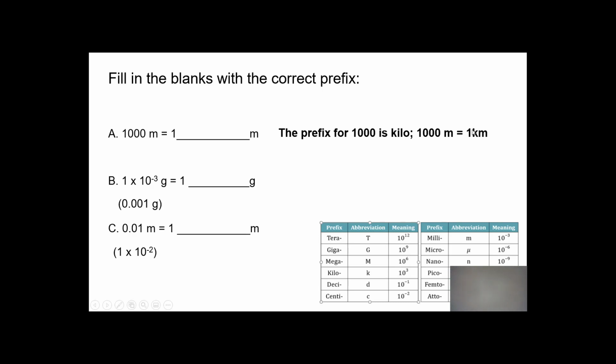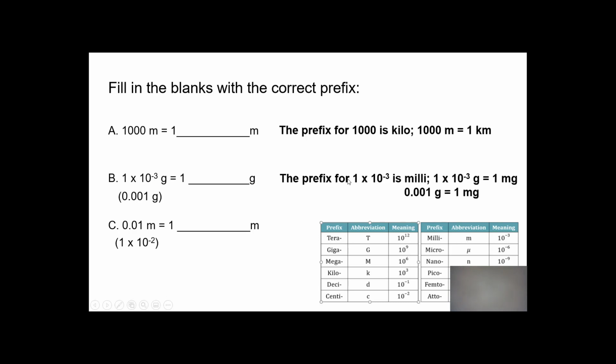It goes in front. That's the one that has to deal with numbers. This is the unit that we're using. So this is meters, this is grams, and it's negative 3. Look for the negative 3. This is milli. So this is going to be 1 times 10 to the negative 3 is milli, so it is a milligram. And you can fill it out either way. You can fill it out like this, or you can fill it out with this.